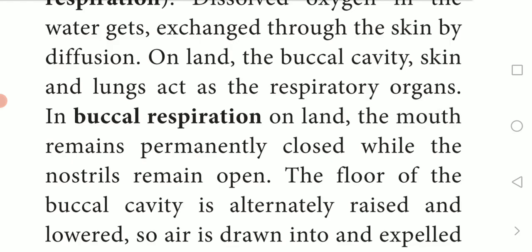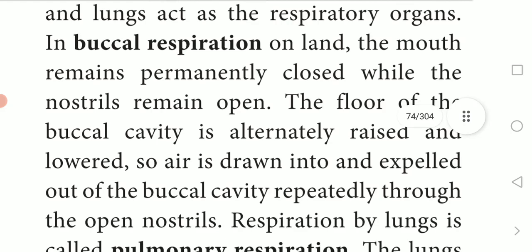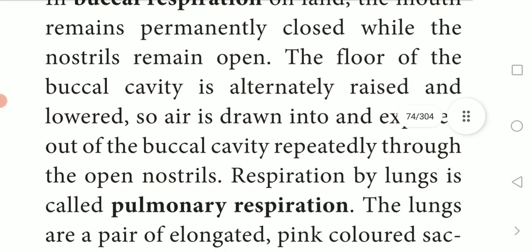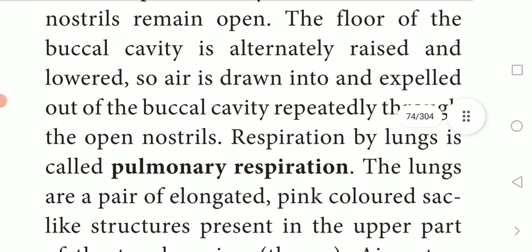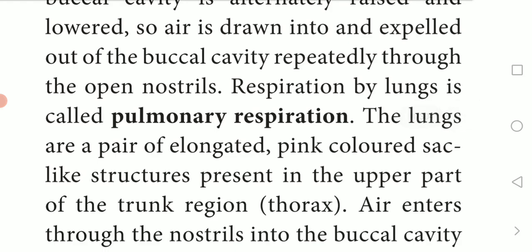On land, the buccal cavity, skin, and lungs act as respiratory organs. In buccal respiration on land, the mouth remains permanently closed while the nostrils remain open. Underline this: buccal respiration on land. The floor of the buccal cavity is alternately raised and lowered, so air is drawn into and expelled out of the buccal cavity repeatedly through the open nostrils.